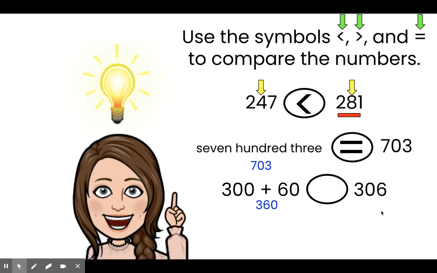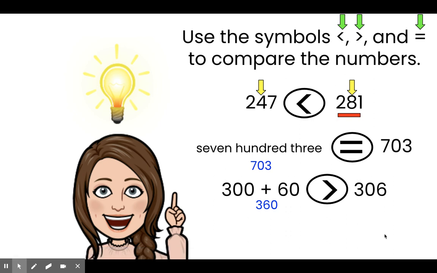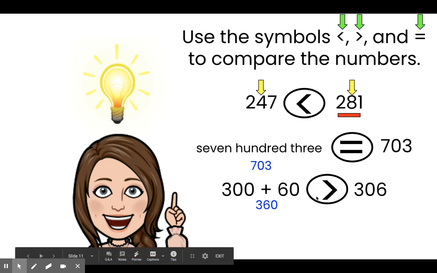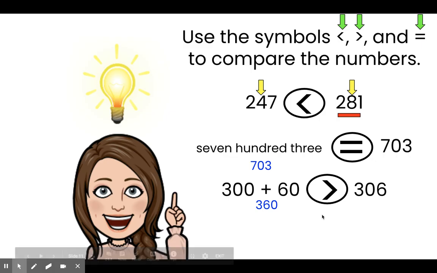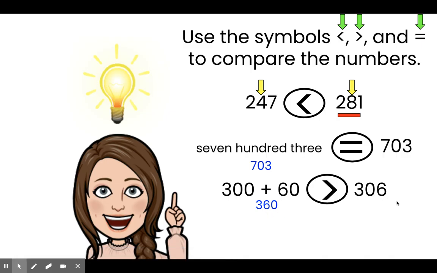What symbol would I use? Would I say 360 is less than, greater than, or equal to 306? If you said greater than, you're correct. Remember, the larger opening on the symbol is going to point toward the larger number. We know that 360 is greater or larger because it had more groups of 10 than 306.